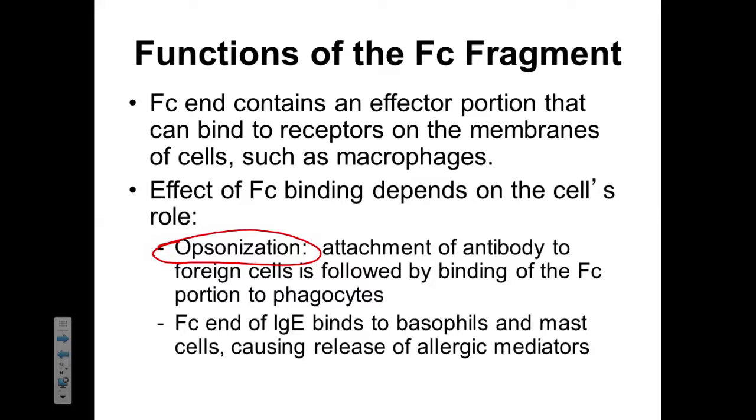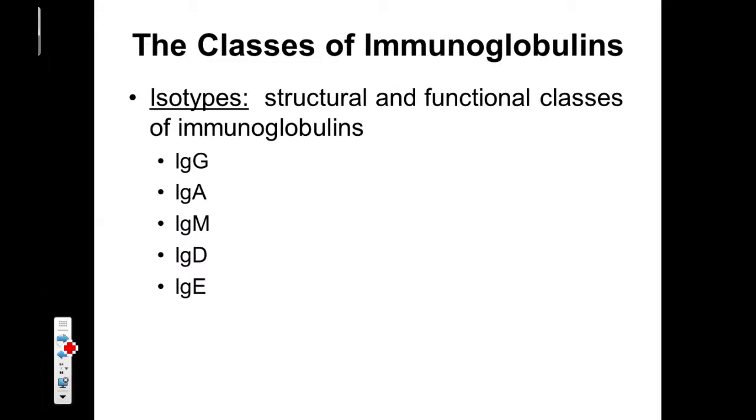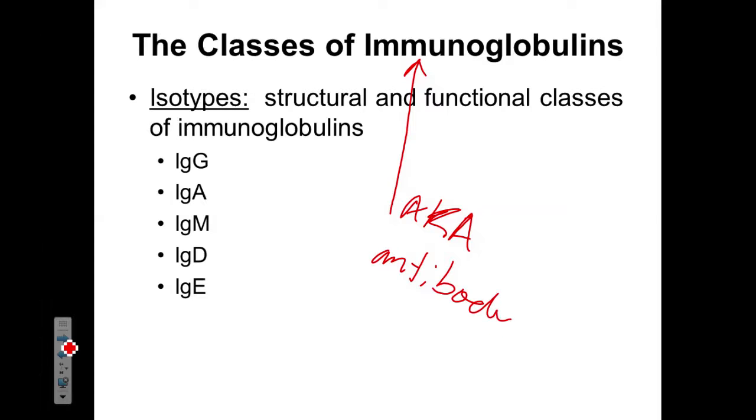If we look at this Fc region on immunoglobulin E, which is a specific kind of antibody, that Fc region of immunoglobulin E is going to bind to basophils and mast cells and trigger an allergic reaction. There are multiple kinds of immunoglobulins. And just to make sure that I fully explain it, an immunoglobulin is also known as an antibody, just like an immunogen is the same thing as an antigen.